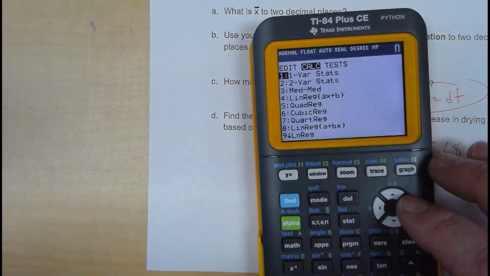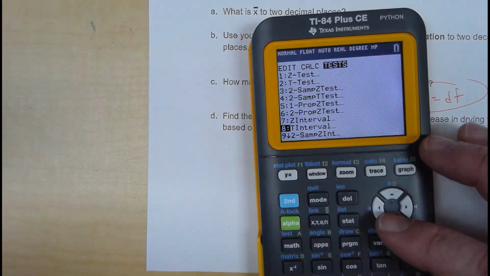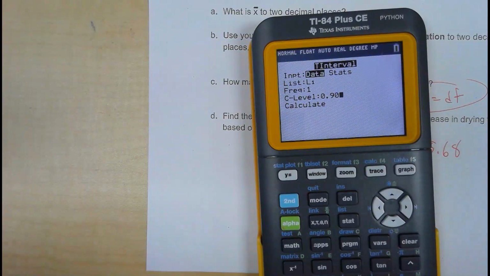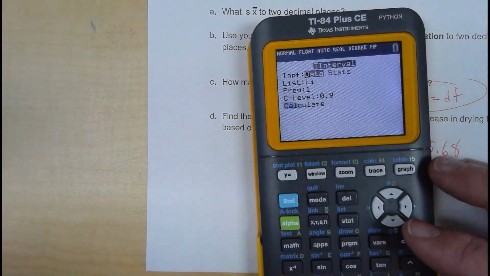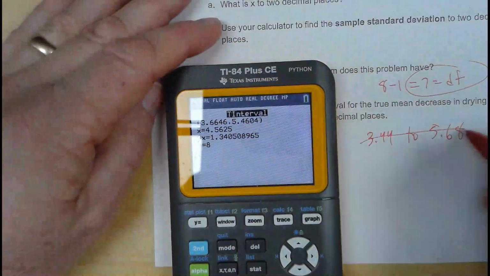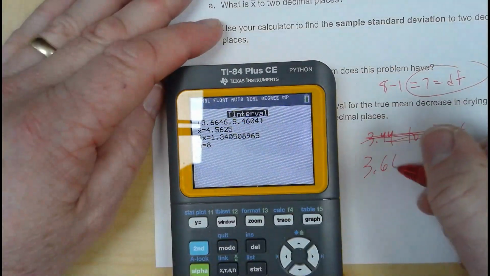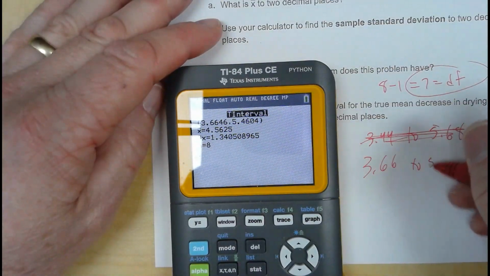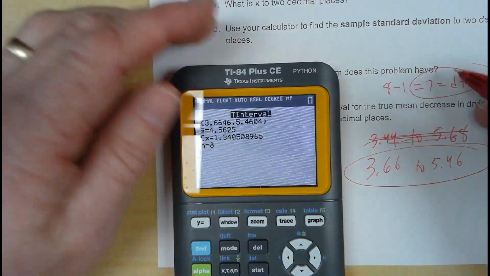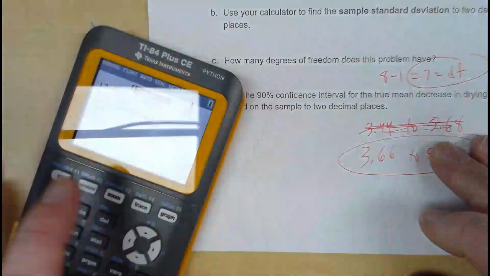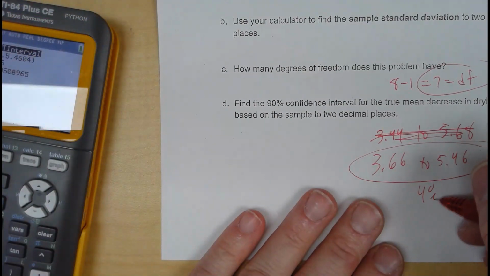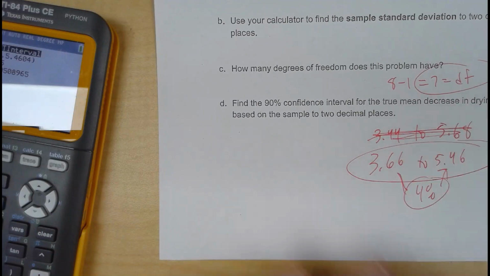So Stat, Tests, T interval, 90%. There we go. Not 95, 90%. Calculate. Okay, there we go. So it's going to be 3.66 to 5.46. That's my interval. So I'm 90% sure that the 4% is going to be between those two.